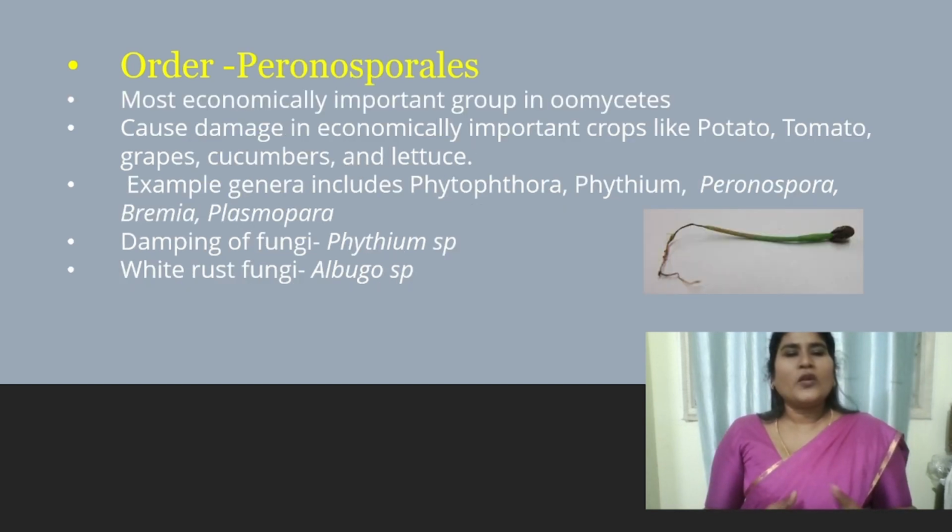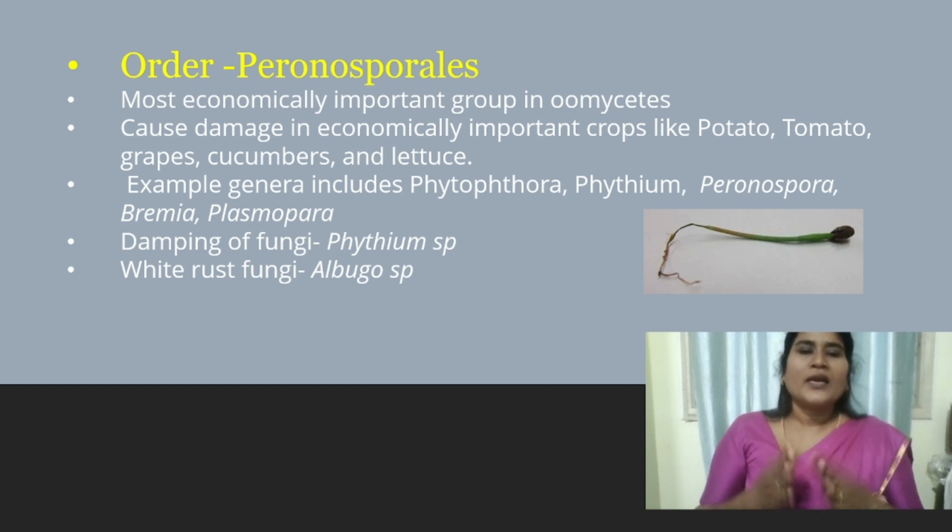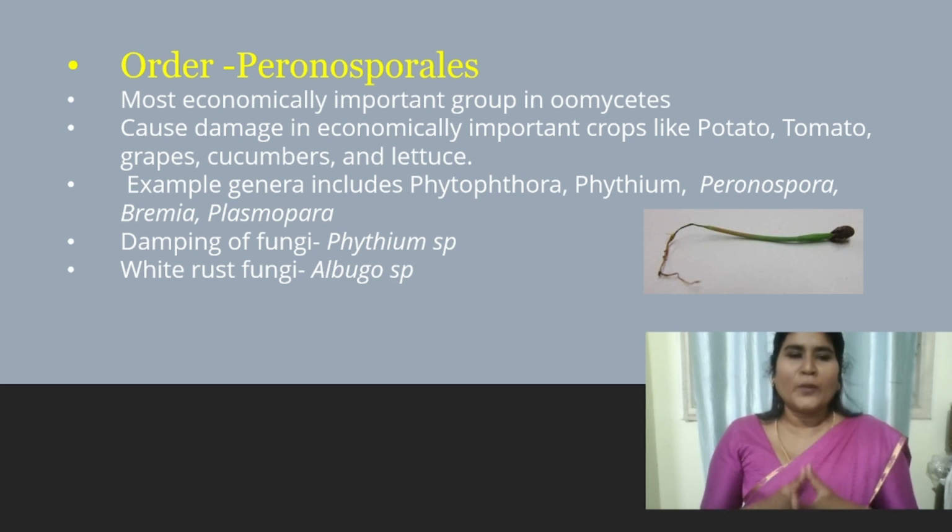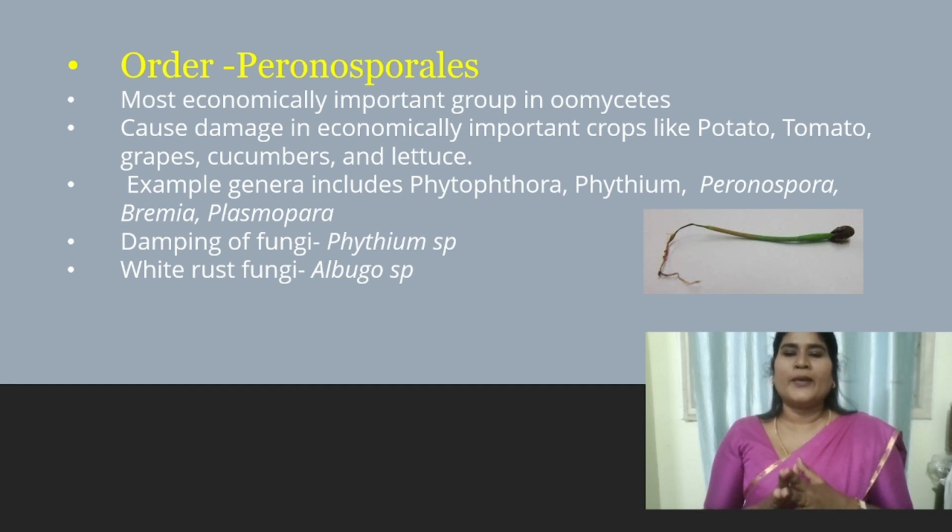And another order is Peronosporales. I already told you this is the last order, which is more advanced than the primitive orders. It is the most economically important group because they affect the most economically important crop plants like potato, tomato, grapes, cucumbers, and lettuce. The main genera are Phytophthora, Pythium, Peronospora, Bremia, and Plasmopara, which are parasites.